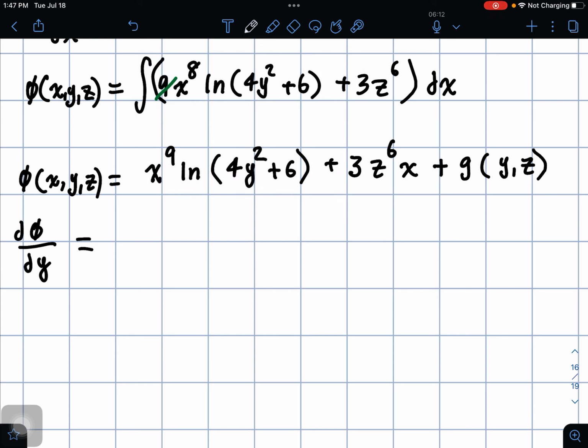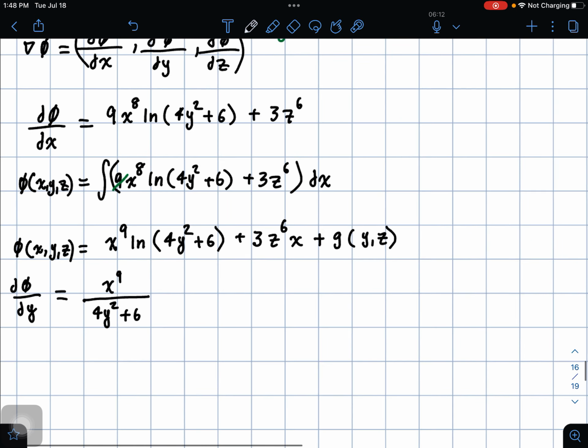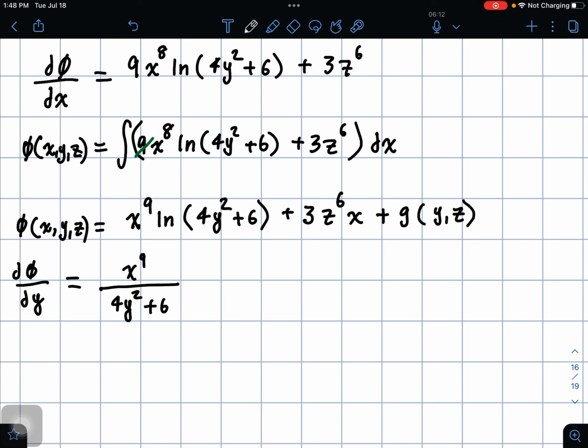Okay, so if you look at this, it turns into x to the 9 over 4y squared plus 6, right? Yeah, and then we have to take the derivative of this and multiply it. So that's 8y. That's it. The 6 disappears. This thing right here disappears because there's no y, and this just becomes g prime.